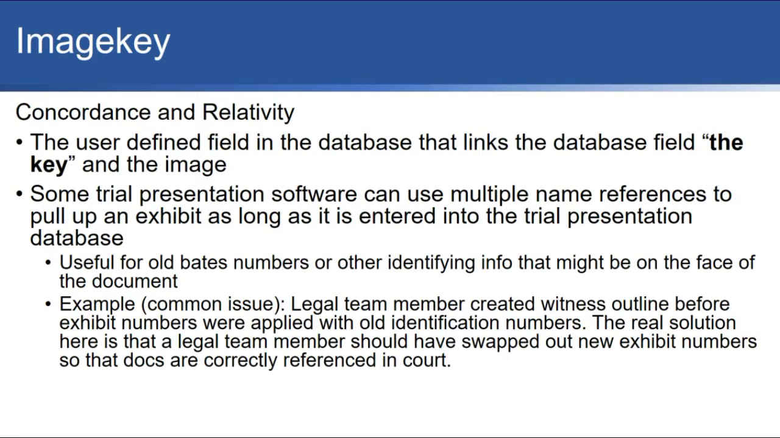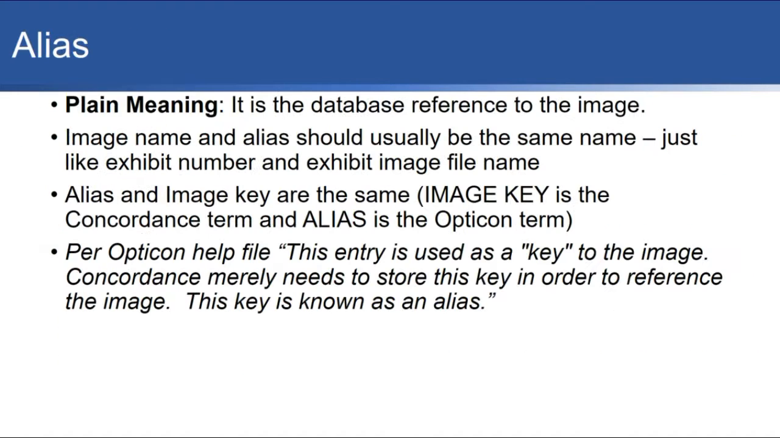So here's a common issue. A legal team member created witness outlines before the exhibit numbers were applied, with old identification numbers. The real solution here is that a legal team member should have swapped out new exhibit numbers so the docs are correctly referenced in court. But this happens all the time, and it can cause issues.